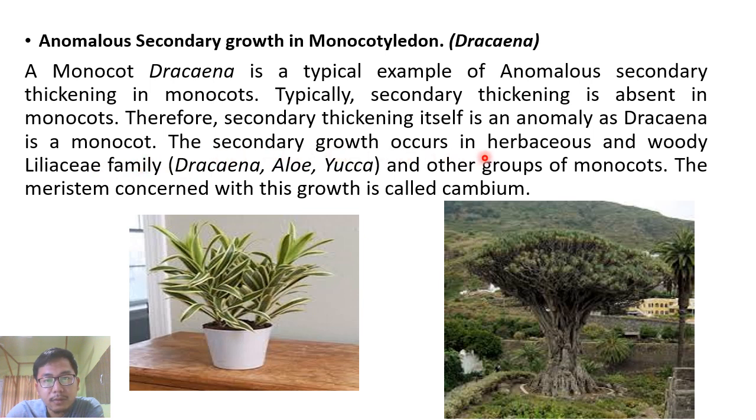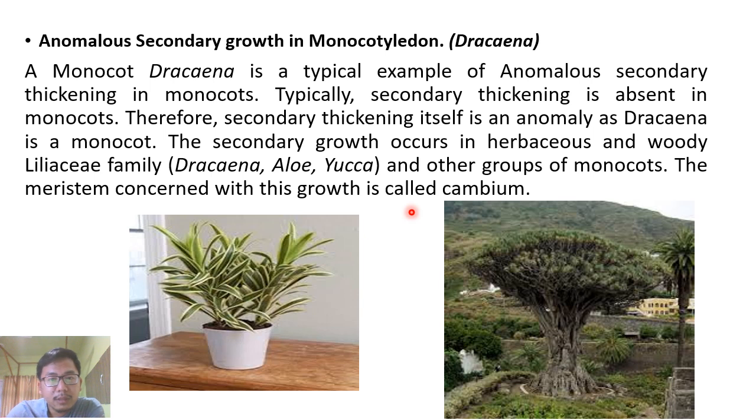The secondary growth occurs in the herbaceous and woody Liliaceae family, Dracaena, Aloe, Yucca, and other groups of monocots. The meristematic tissue concerned with this growth is called cambium. So the anomalous secondary growth in Dracaena is because of cambium. Alright, the majority of monocotyledon plants do not have cambium. Since they do not have cambium, there is no secondary growth.